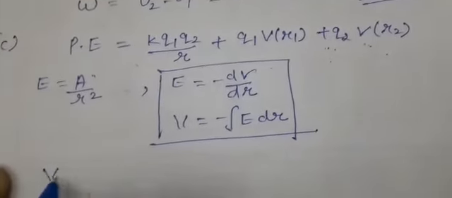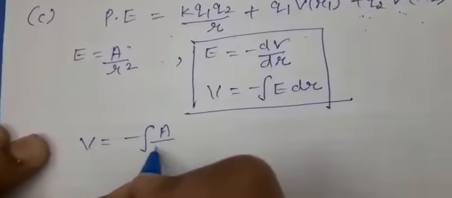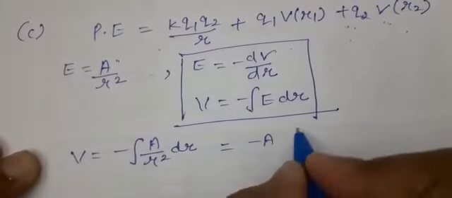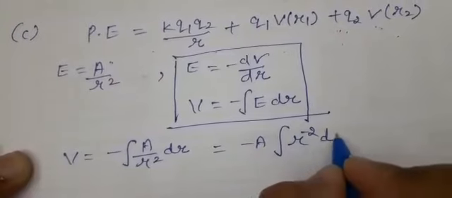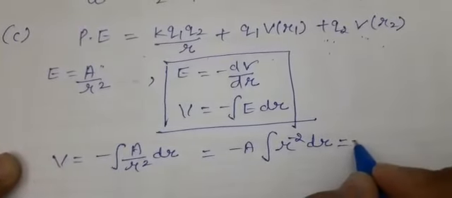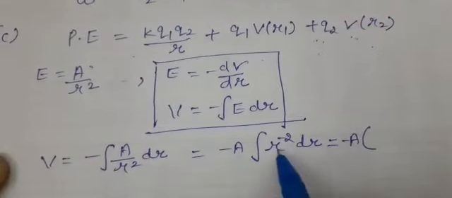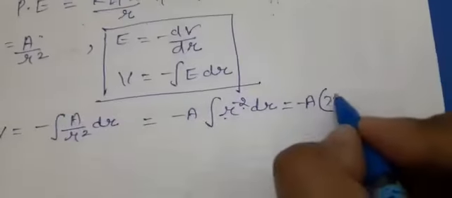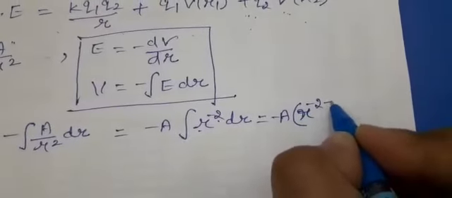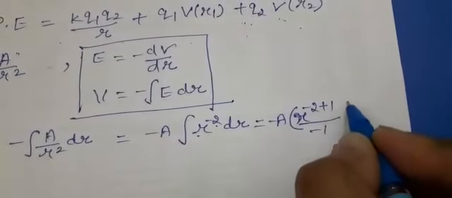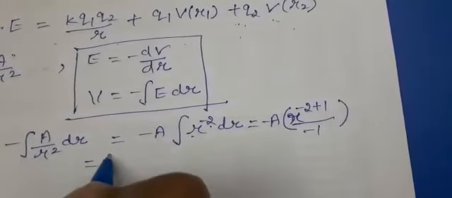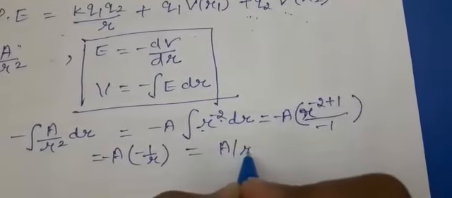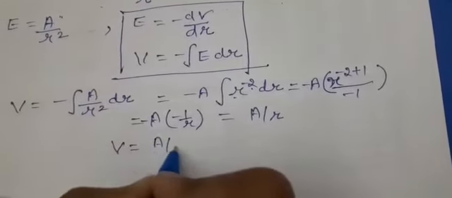So now put the value. V is equal to minus integral of E, which is A upon R square, dr. So here it will be minus A integral of R raised to the power minus 2 dr. Here it is minus A times the integration, where x raised to the power n gives x raised to the power n plus 1 upon n plus 1. For R raised to the power minus 2, this is R raised to the power minus 2 plus 1 upon minus 1. So what you will get, this will be A, this is minus 1 and this is again minus 1 by R, which will be A upon R. So the potential here is A upon R.